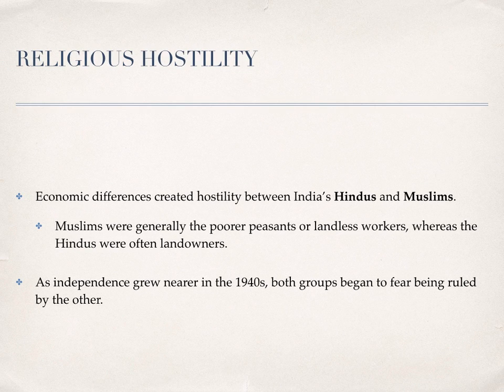Religious hostility. There were economic differences on the Indian subcontinent, which led to hostility between the Hindus and the Muslims living there. The Muslims were generally the poorer peasants or the landless workers. The Hindus were often the landowners. So as independence for the whole subcontinent grew in the 1940s, both groups began to fear being ruled by the other, and those tensions just started to rise even more.